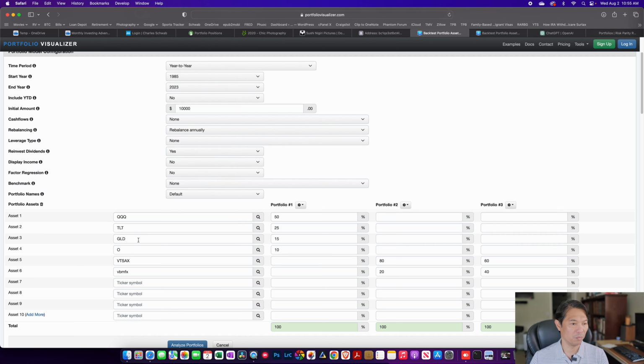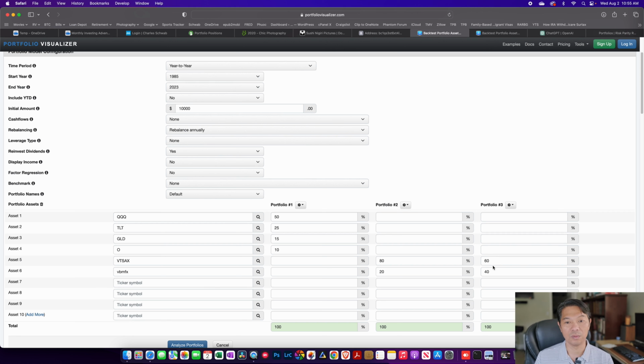So this is my portfolio allocation. And then for the other two, I'm comparing it to just a straight up 80-20 stocks to bond portfolio and then the classic 60-40 just to see how it compares. 60-40 is actually pretty good for most people, not just people in retirement.